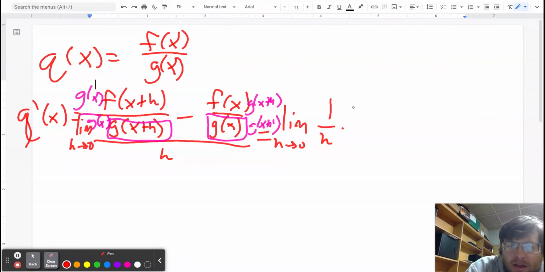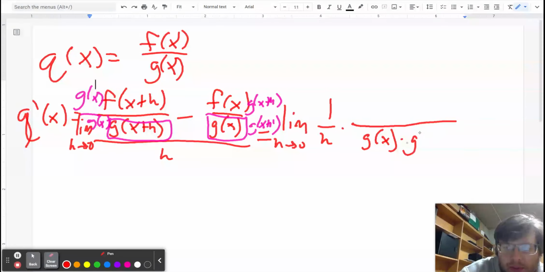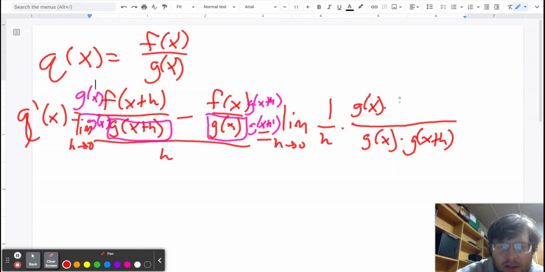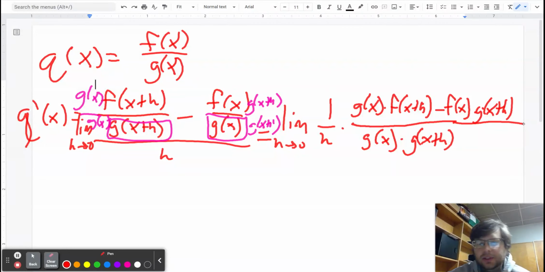So now I have a denominator of g of x times g of x plus h, and on the numerator I have g of x times f of x plus h minus f of x times g of x plus h. Now this should feel very similar to where we were on the previous problem. The only issue is we don't have anything in common on the numerator really to deal with.